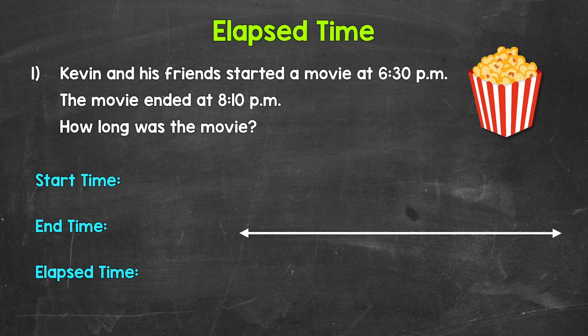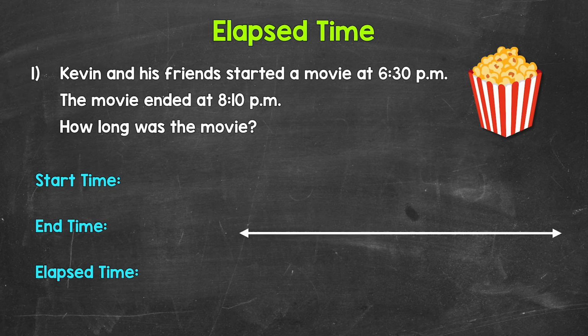Let's jump into our examples, starting with number 1, where we have Kevin and his friends started a movie at 6:30 p.m. The movie ended at 8:10 p.m. How long was the movie?